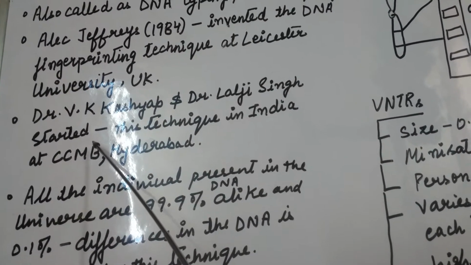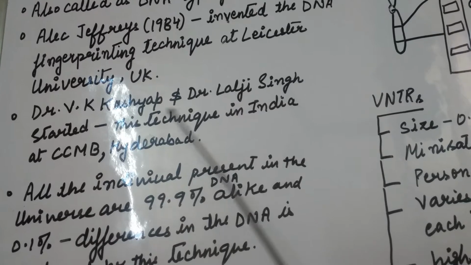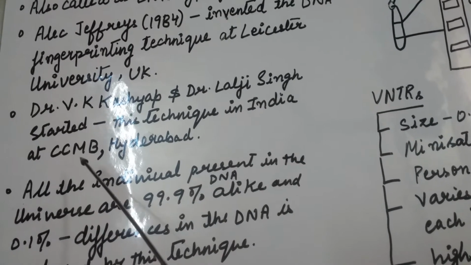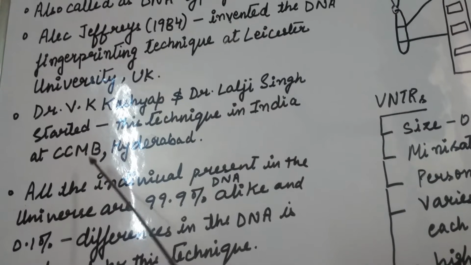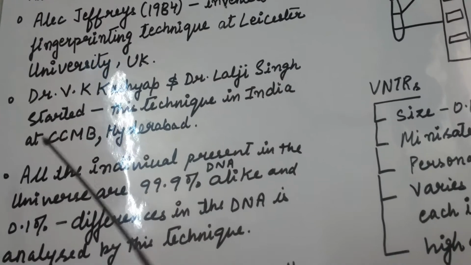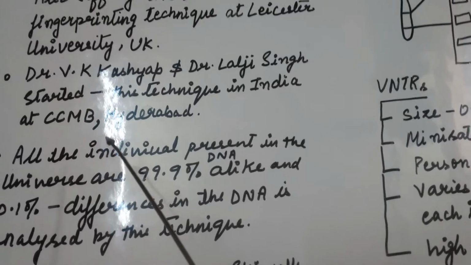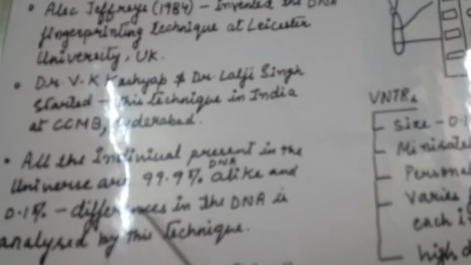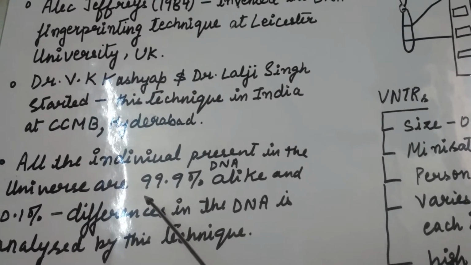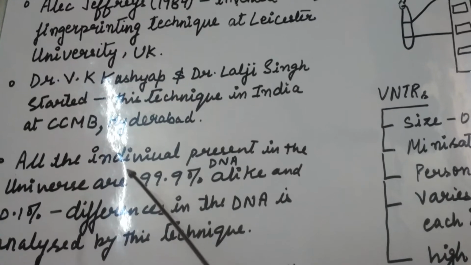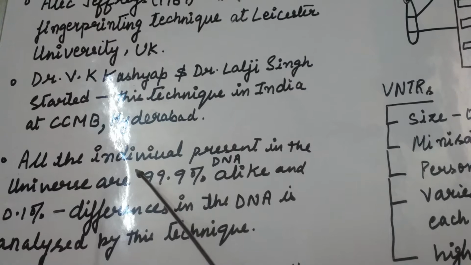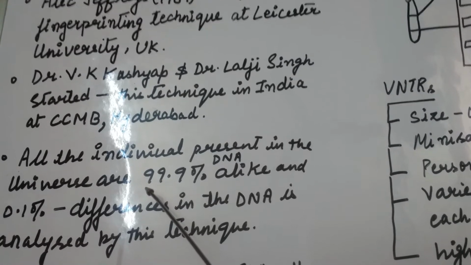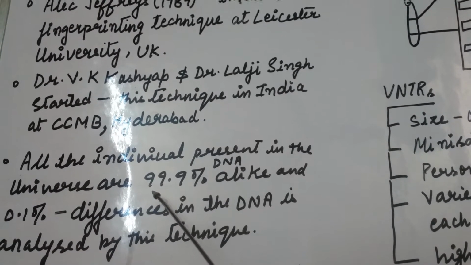used by Dr. V.K. Kashyap and Lalji Singh at CCMB, Center for Cellular and Molecular Biology, Hyderabad. It is a technique based on the fact that 99% of DNA is alike in every individual present on this earth. They have the same or alike DNA genome.